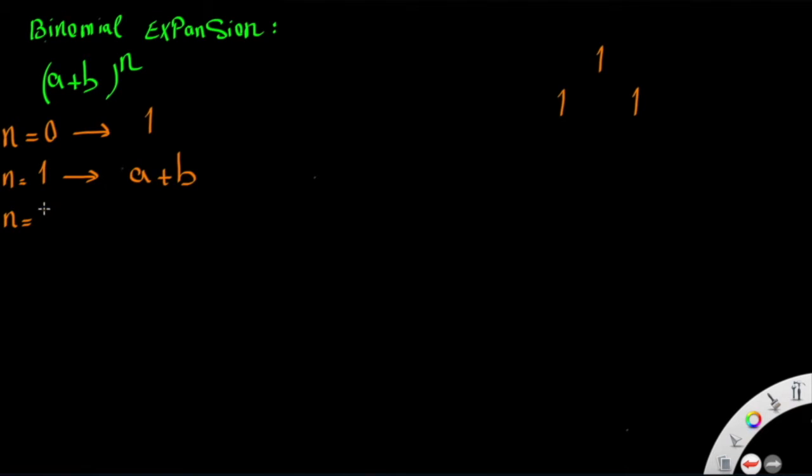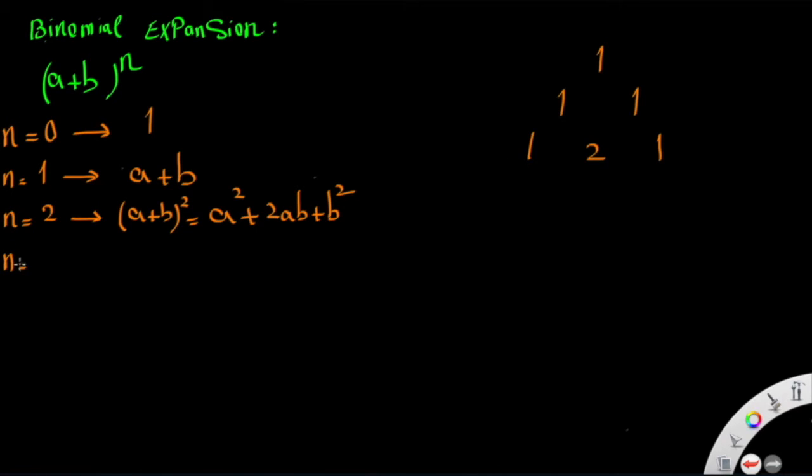Now let n be 2. So it will be a plus b to the power of 2, which is a squared plus 2ab plus b squared. So coefficients are 1, 2, 1. Just pay attention to the triangle and see if you can find any pattern here.